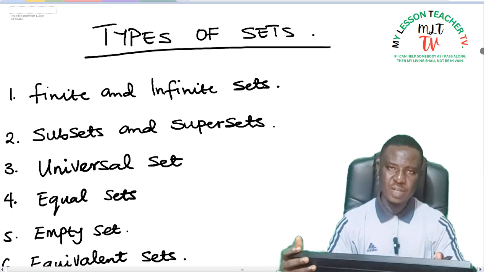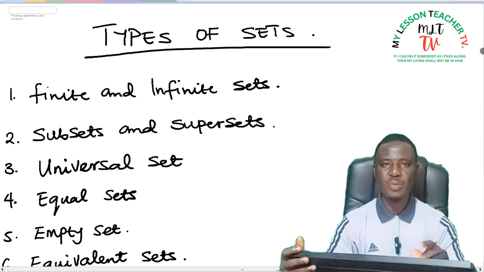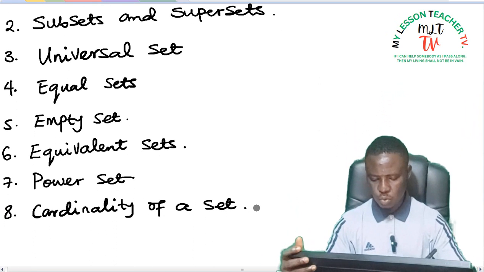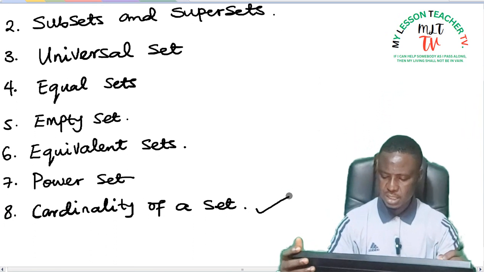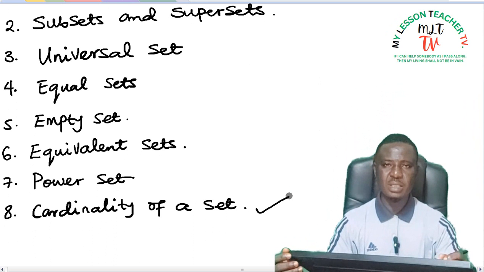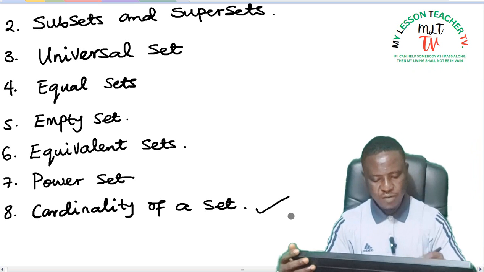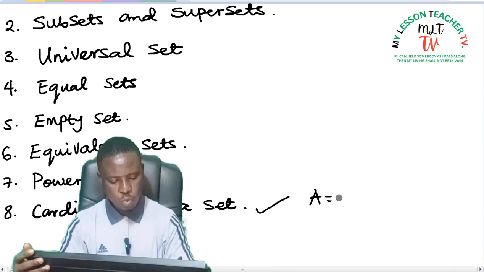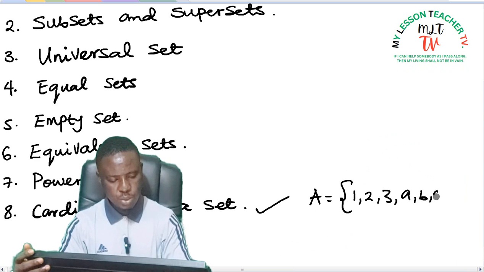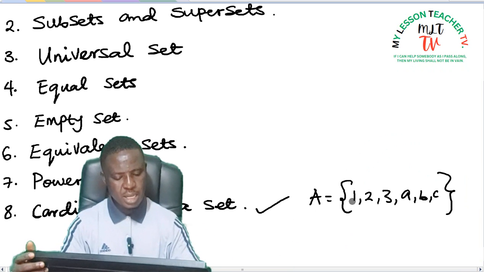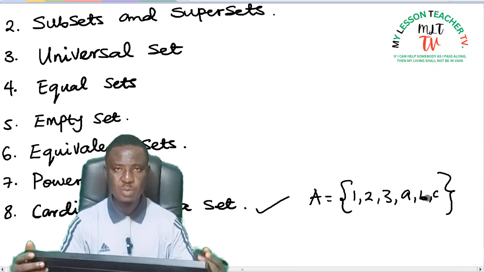In the course of this class, I shall be defining certain terms which will help us in today's class. For example, I would like us to start with the cardinality of a set. Cardinality of a set simply means the number of elements you find in a set. For example, if I have a set A equal to {1, 2, 3, a, b, c}, the cardinality of this set is the number of elements that make up this set.